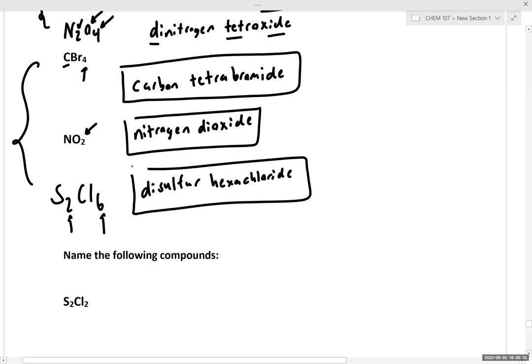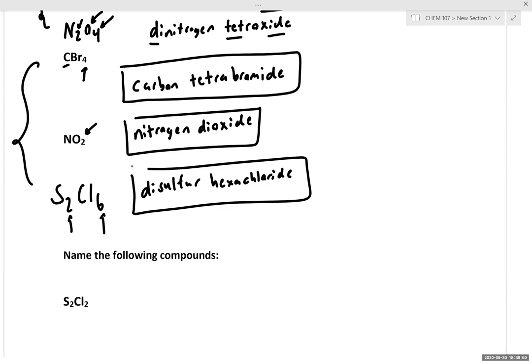Professor, on an exam, will you tell us exactly to name, like, binary covalent compounds? No, you'll have to know how to classify the compounds in order to effectively name them. And that's a very good point to bring up. So you'll have to be able to identify that this is a binary covalent compound, and as such, it needs to be named appropriately. Does that make sense?